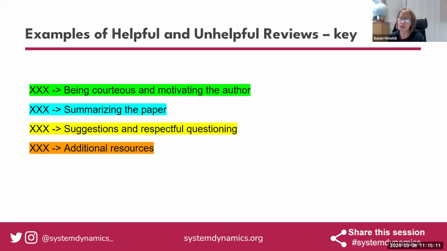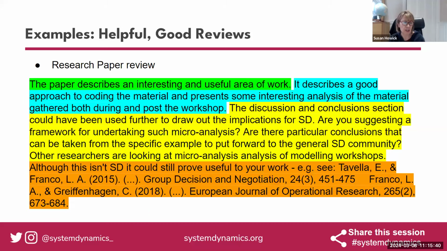I'm not going to go through the last few slides in detail because I'll let you look over them in your own time. These were just some examples of what's been categorized as helpful and maybe less helpful reviews. For instance, there are 4 areas highlighted in the next few examples: narrative that's been used to help motivate the author, summarize the paper, make suggestions, and point towards additional resources. I'll let you go through them as examples of how that's been done in the past.